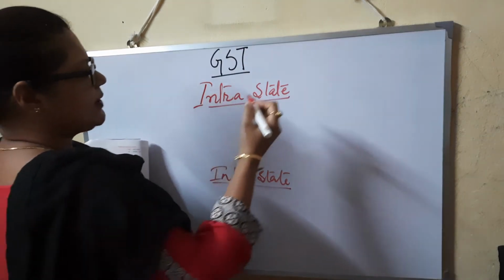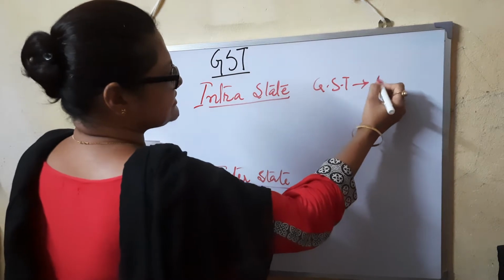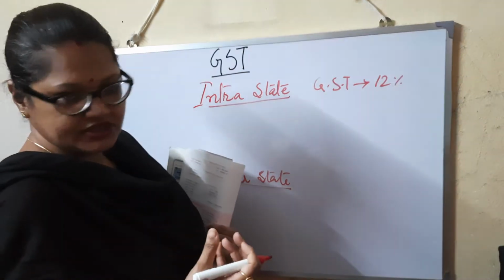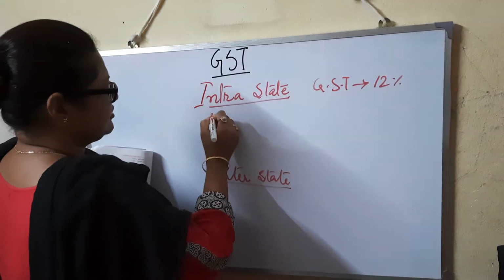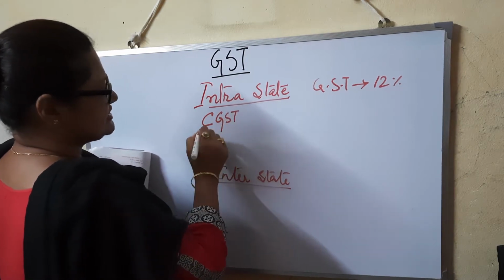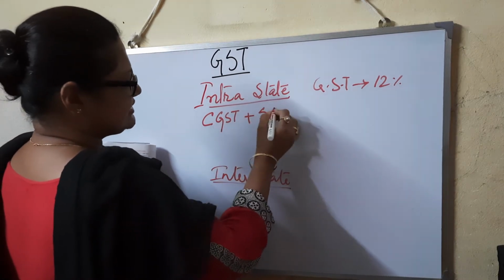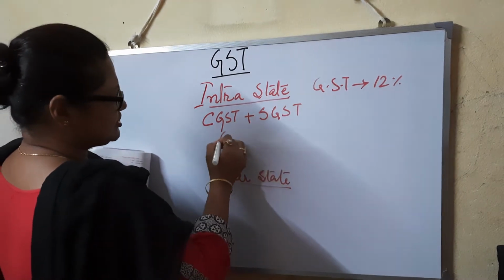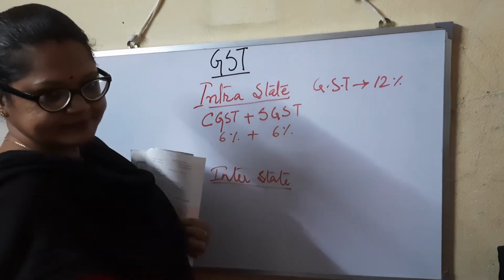Now when we talk about intrastate, say the GST is already given and it is say 12%. When there is a sale of a good intrastate, that means within state itself, then GST is calculated as CGST, that means center GST or central GST, and state GST. So this 12% GST gets divided equally among the center and the state.